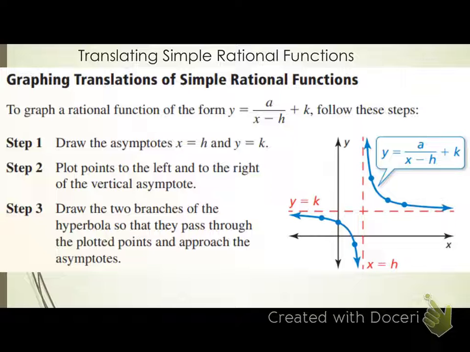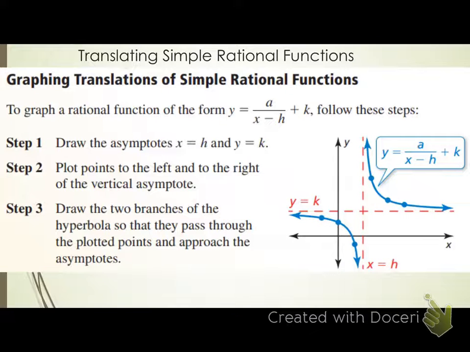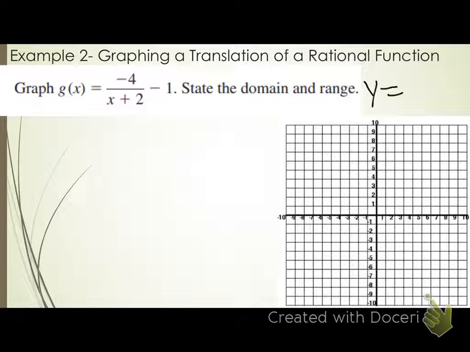X equals h, y equals k. Can I move on? So, here we go. Graph g of x equals negative 4 over x plus 2, minus 1. So does this take the form y equals a over x minus h, plus k? Does it take that form? Yes. So what does step 1 tell me to do?